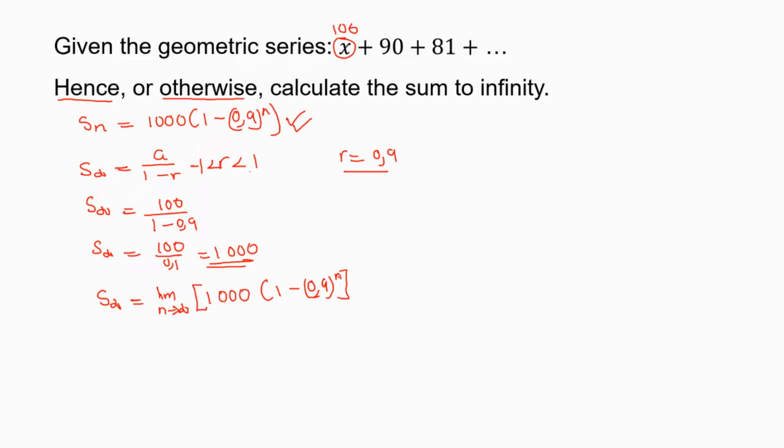So as n approaches infinity, this whole thing, 0.9 to the power n, approaches 0, becomes smaller and smaller and smaller, isn't it? Right, becomes 0. So as n approaches infinity, this 0.9 to the power n approaches 0. So it becomes basically 1000 times 1 minus 0, and then 1 minus 0 is 1, so it becomes 1000. See that? So that's what we're supposed to do there. Okay? Right. So we're going to meet when we do question 3.